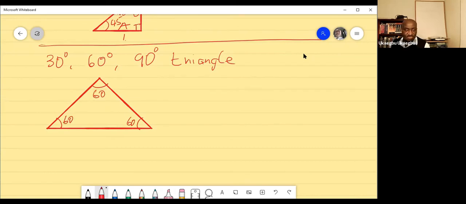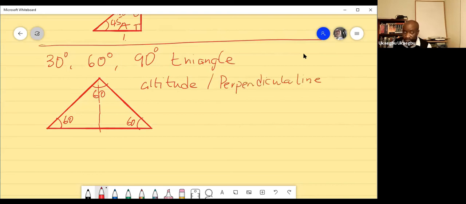What that then means also is if you divide one of the angles by drawing an altitude, or a perpendicular line to the base line, when you divide 60 into 2, you are going to have 30 degrees, and then you have 90 degrees. So you have another right triangle with 60, 30, 90.